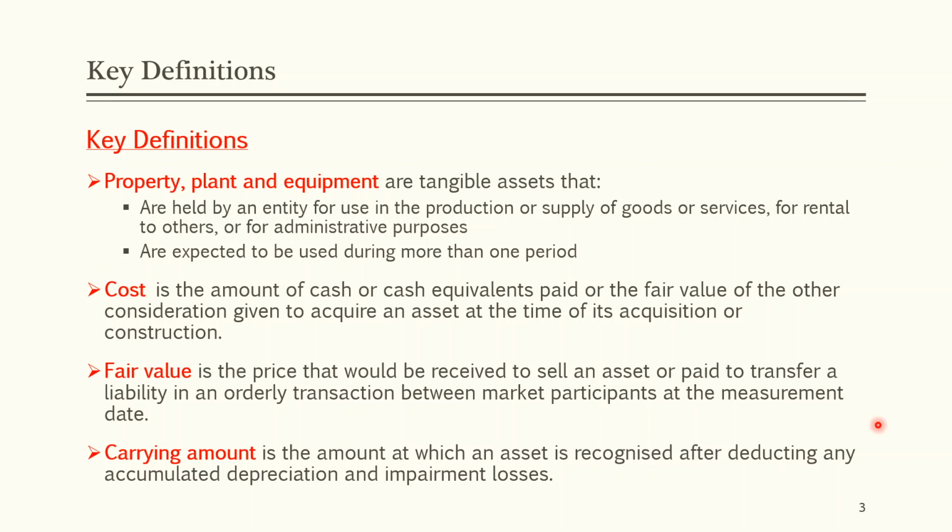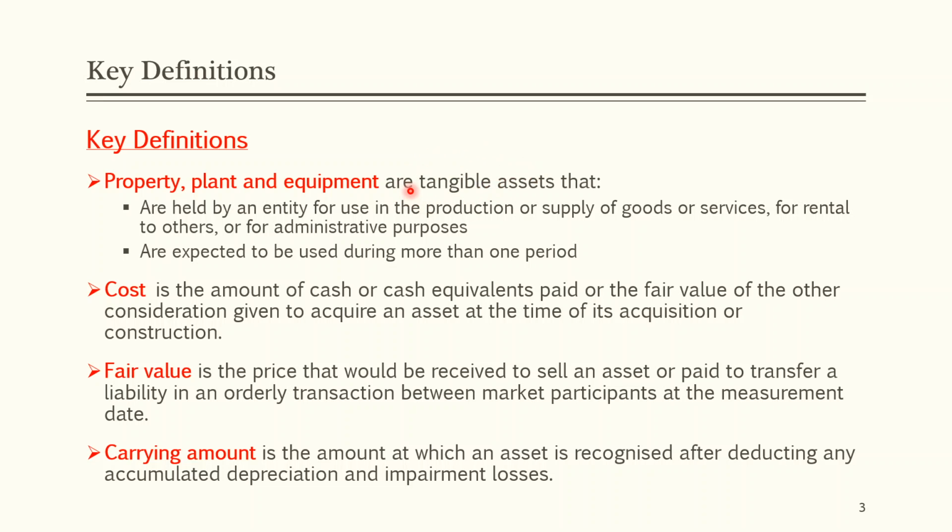If you carefully go through this definition, you would identify that it highlights three things. First, it should be a tangible asset. That is why we do not consider intangible assets like goodwill and brand under PPE. It should be tangible. For intangible assets, we have a separate standard on how to account for those.